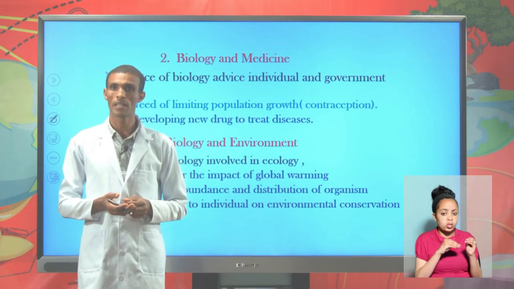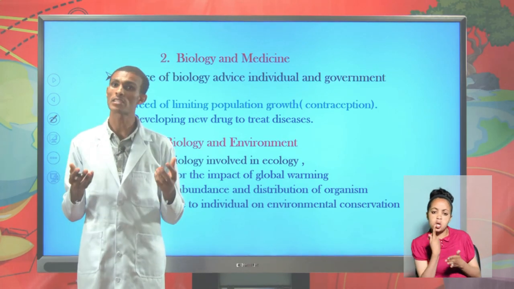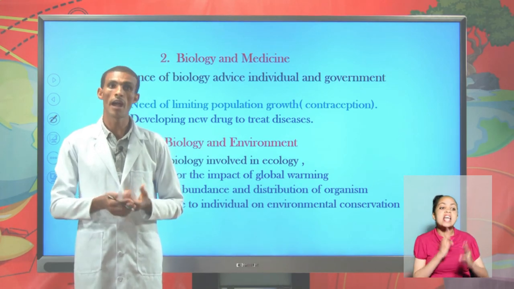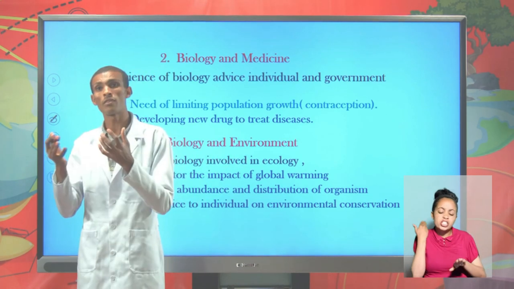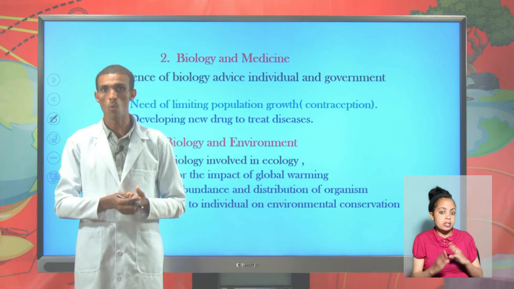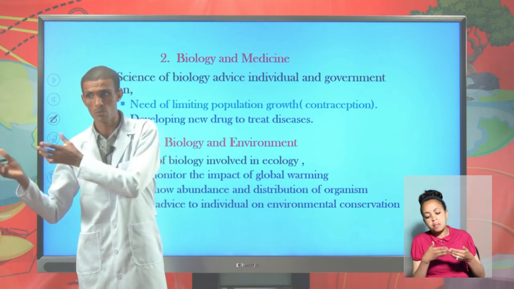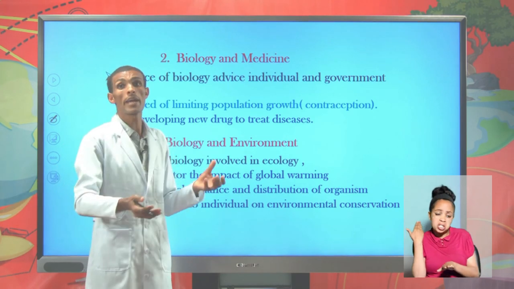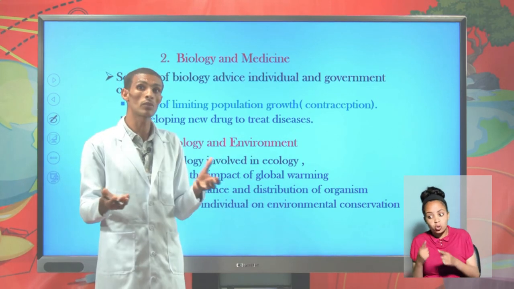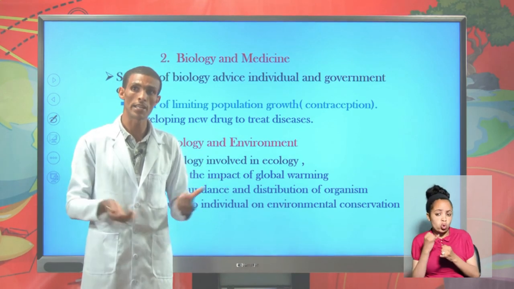Students, in today's lesson, we have seen what science means and the difference between ancient science and recent science, where one depends simply on observation to reach a conclusion, which we call ancient science. And recent science depends on repeated experimentation to give a conclusion based on certain steps.